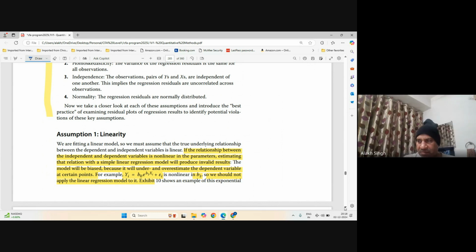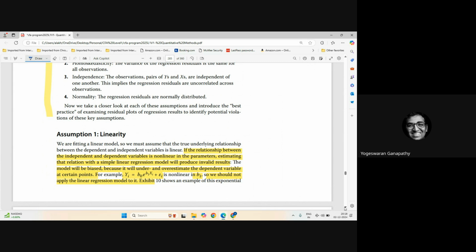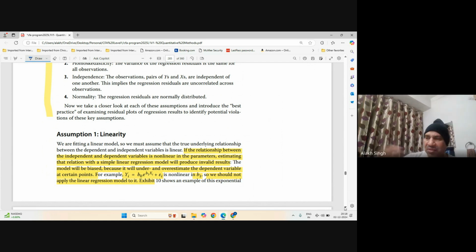values. Yes, because in most cases the errors are related to the previous error value. Okay, sir. That is why you cannot have this with time series. That makes the data non-stationary.